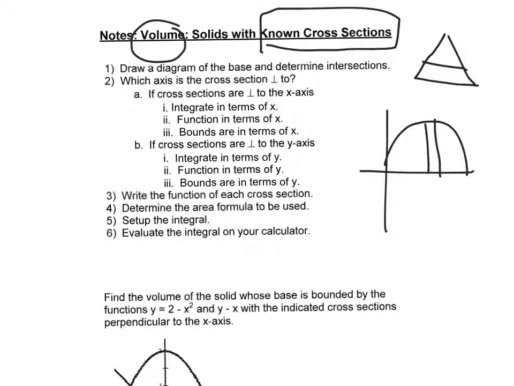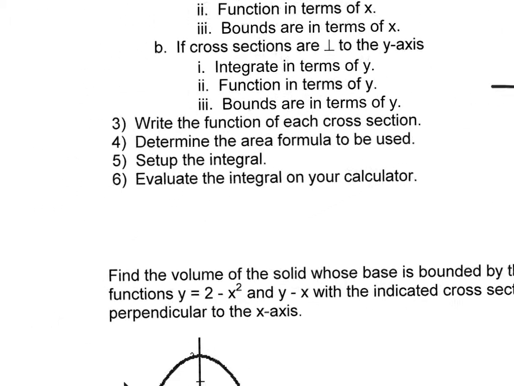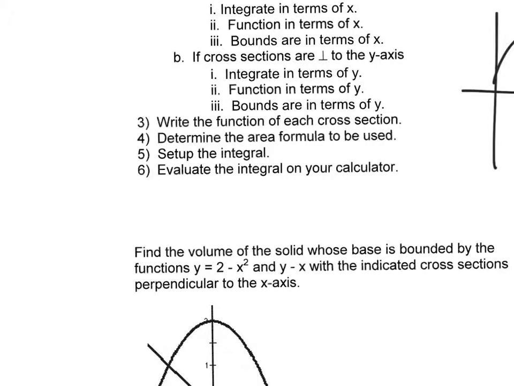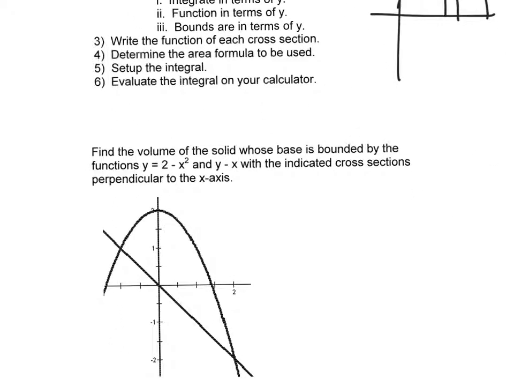Anyway, if your cross section is perpendicular to the x-axis, you integrate in terms of x. If it's perpendicular to y, you integrate in terms of y, which is what we've been doing. Same thing as before. Write the function of each cross section, determine the area formula to be used. For the first one, we're literally just going to set up the integral as we were doing before.